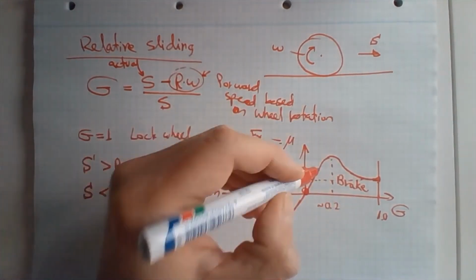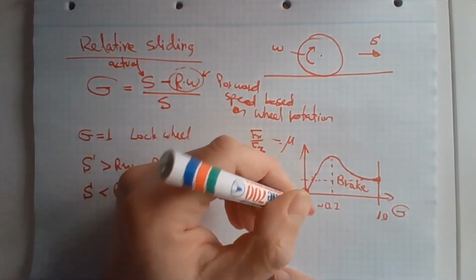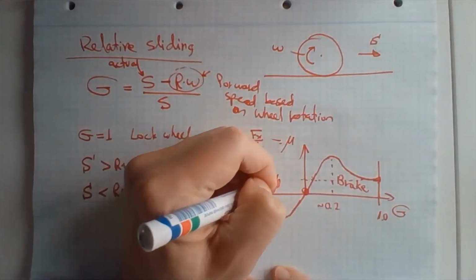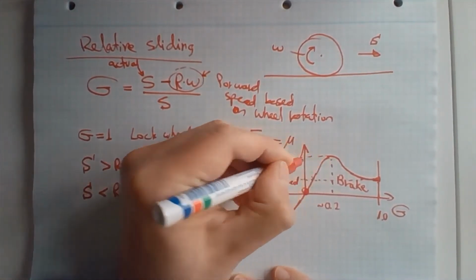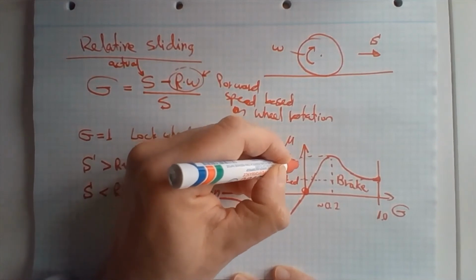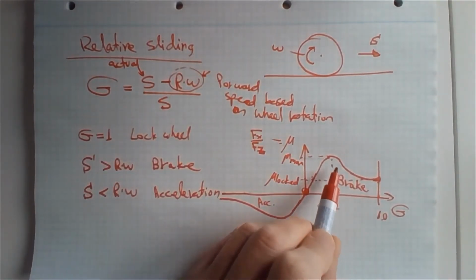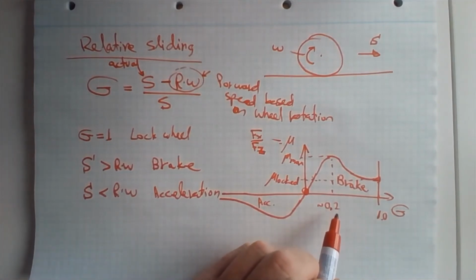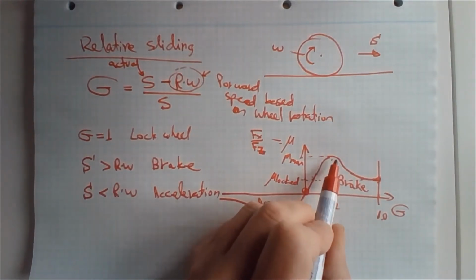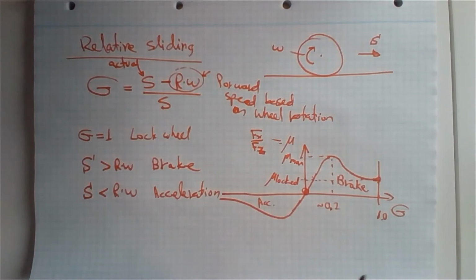And what we have here is the friction at the locked wheel situation. And here we have the maximal friction, mu max. This is why many of the ABS systems are targeting a relative sliding of 0.2, because they are trying to maximize the friction.